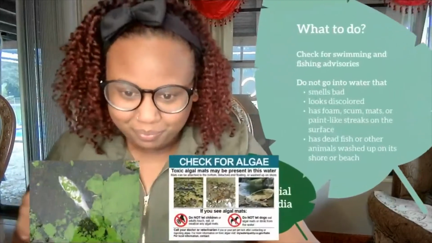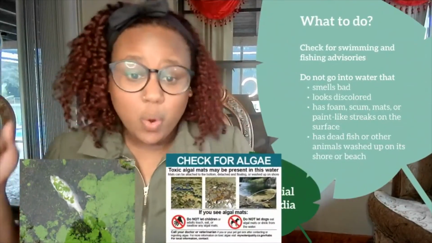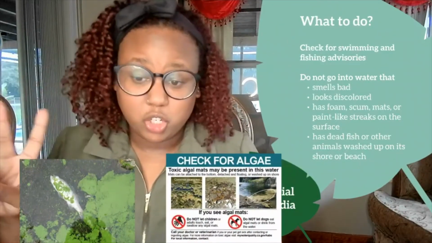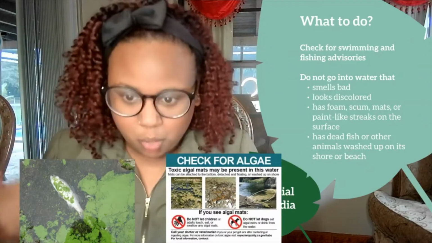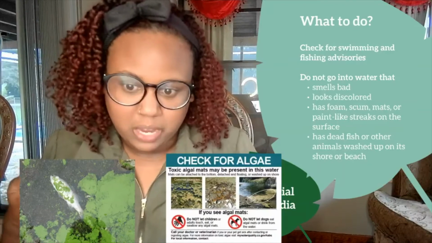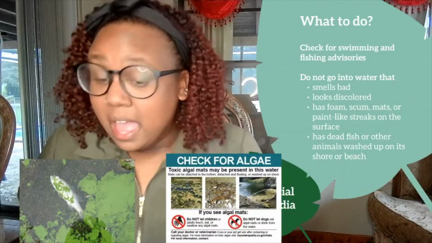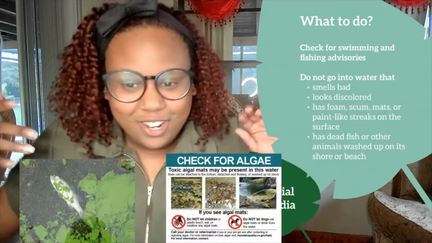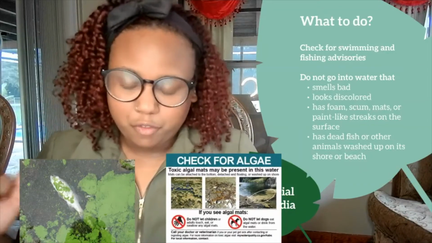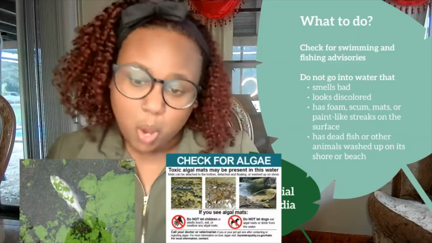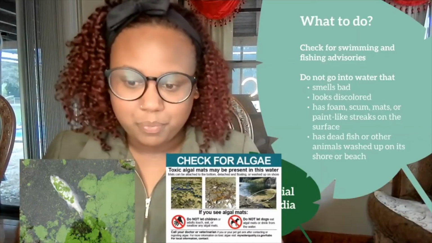What do you do? Well, I'm glad you asked. Always, always, always check swimming and fishing advisories. If there is an outbreak happening near you, chances are that someone will have reported it and there are fishing advisories or swimming advisories. What happens if you go out and there isn't an advisory? Always make sure to keep your eyes out on your bodies of water. Familiarize yourself with them and know what they're supposed to look like so you can spot when something's not right.